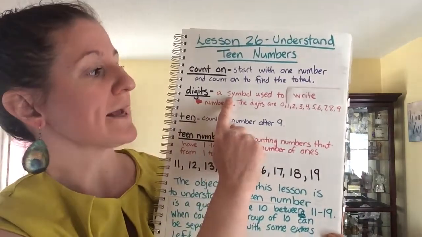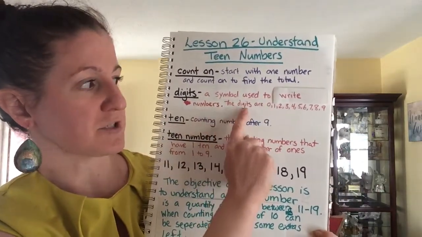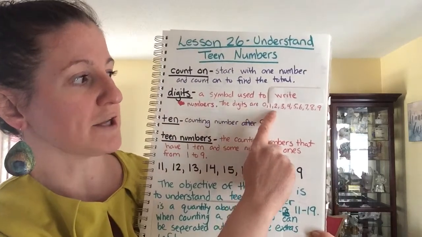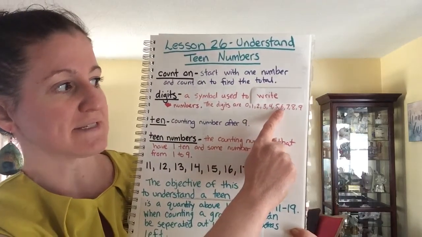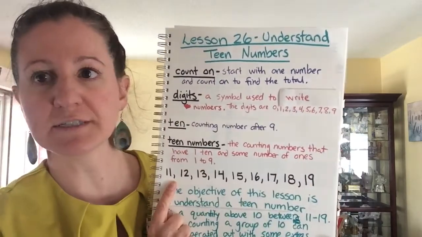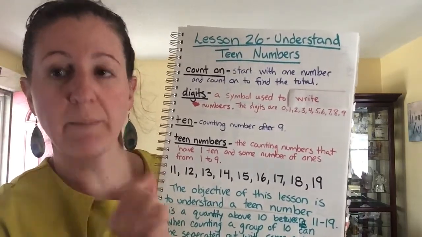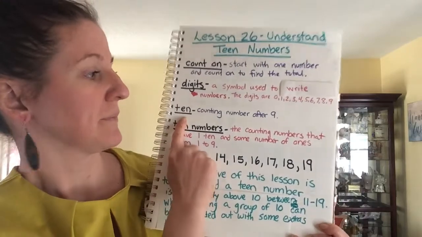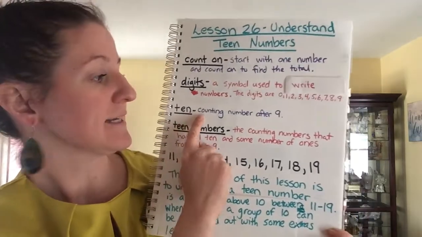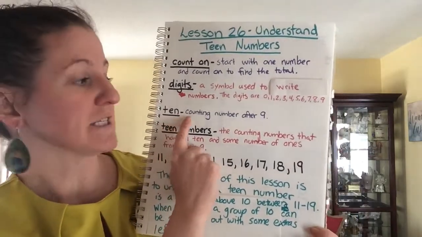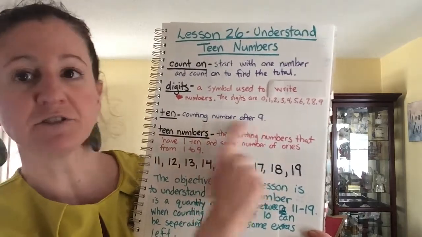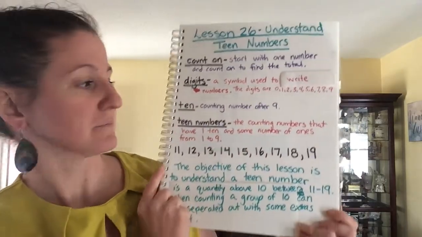Digits are symbols used to write numbers. So the digits are 0, 1, 2, 3, 4, 5, 6, 7, 8, 9. Those are called digits. And sometimes we put two digits together to make one number, which we're going to talk about in a moment. A 10 is the number that we say after 9. So when we're counting, the number after 9 is 10.